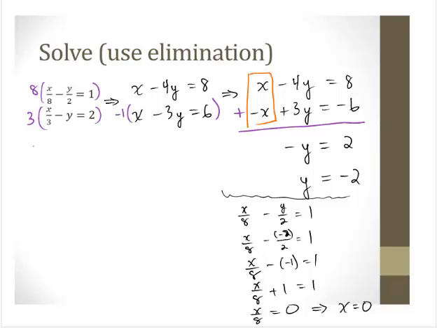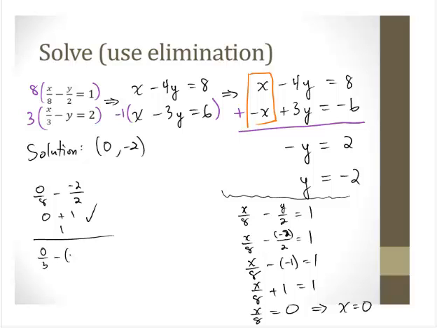So the solution is 0, -2. Let's check in each equation. Let's see, 0 over 8 minus -2 over 2 is 0 plus 1, which is 1. That checks out. And the second equation is 0 over 3 minus -2. That's 0 plus 2, which is 2. That checks out as well. So the solution is 0, -2.